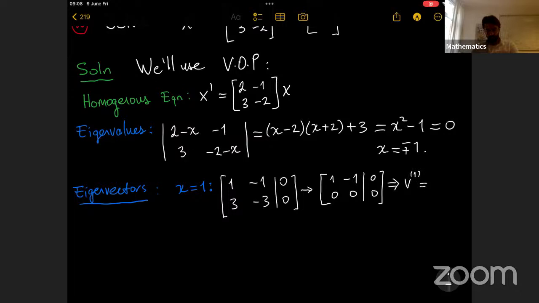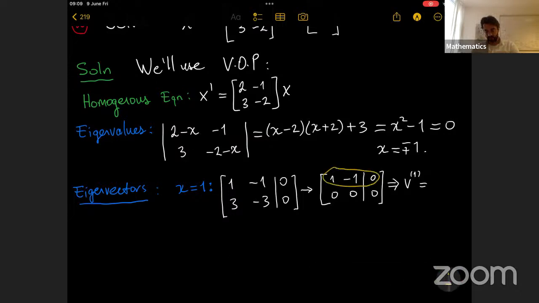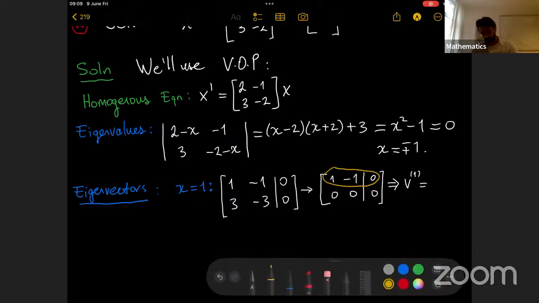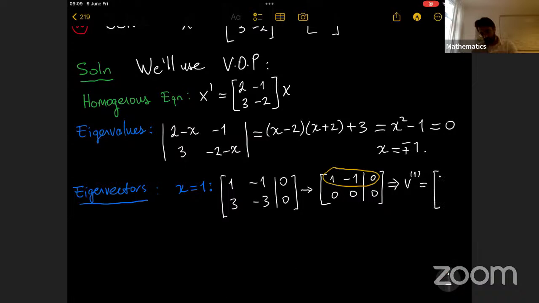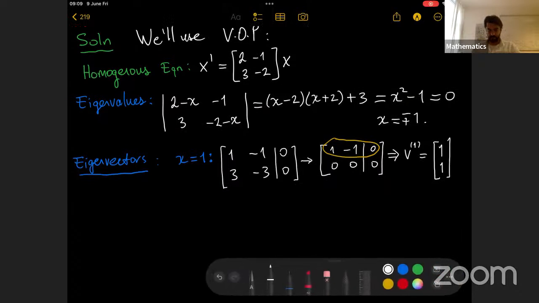It's going to be what? The first entry and the second entry are the same from this one, right? It says basically x1 minus x2 is equal to 0, so x1 is equal to x2. So basically we will have 1, 1 times some constant, but you don't need to write that because we will take one vector to write the fundamental matrix, right?